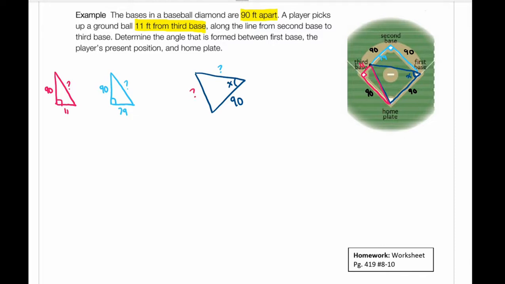So looking at our first triangle, all we have to do to find that missing side length is, we can't use trig because we don't have any other angles, so we use our Pythagorean theorem. So let's just call it a squared equals 90 squared plus 11 squared. A squared equals 8,221. Again, we have to square root that.